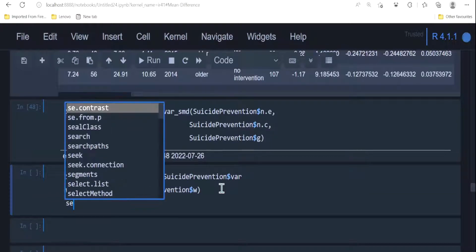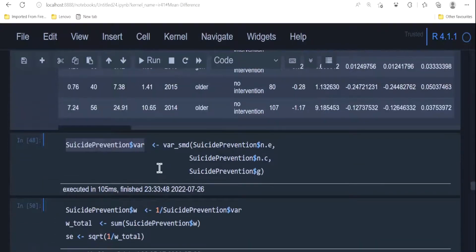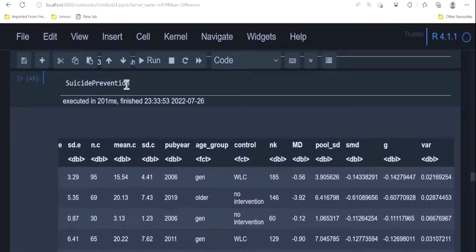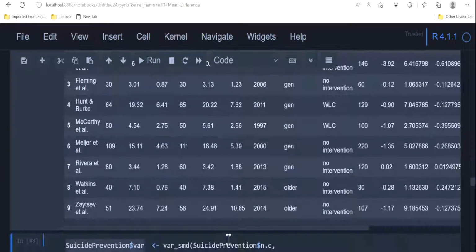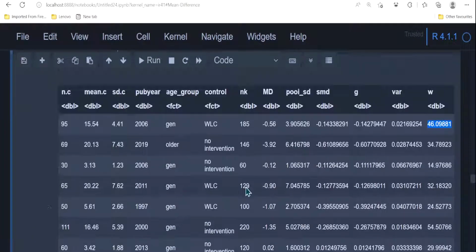And if I want the standard error, that will be 1 over the square root of the weight total. That will give me the standard error, because I need this value for calculating the confidence interval. There will be one value here, but for the weights I will have one for each study. So if I calculate this and print it, I will see the weight here.